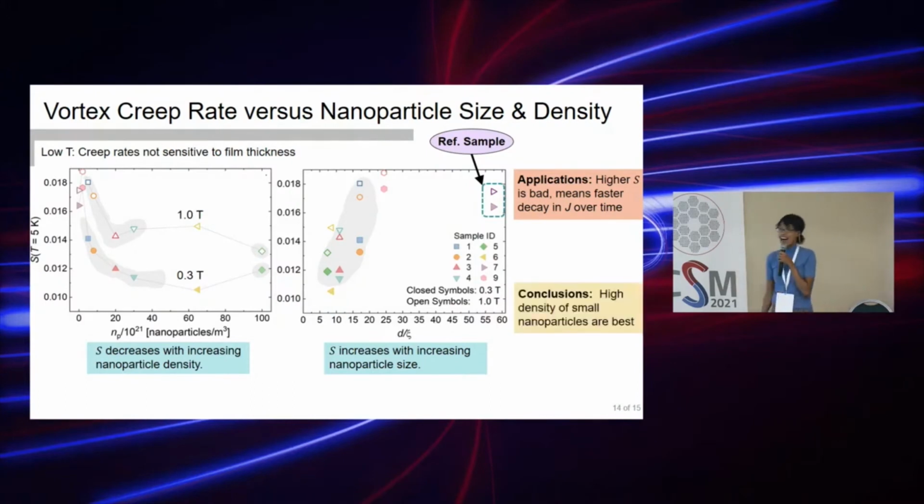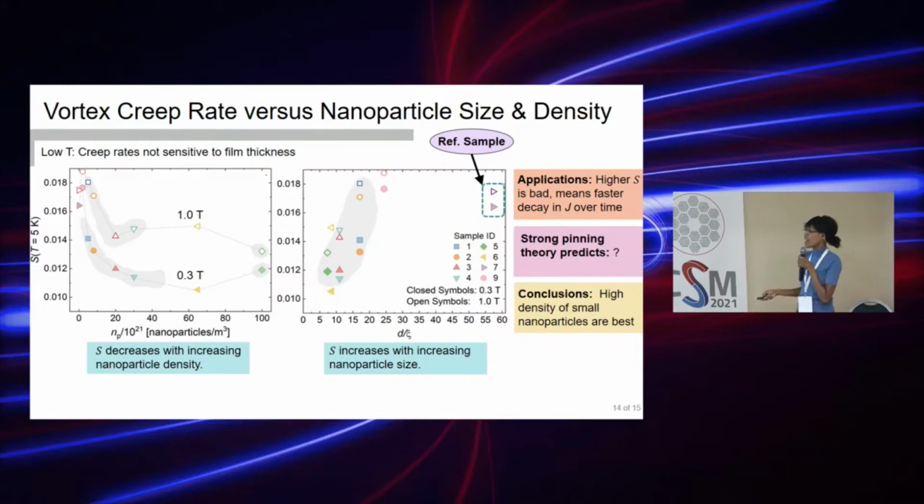So, high creep is bad for applications. We want slow creep, so yet again we see that a high density of small nanoparticles would be ideal for applications. And then, to my knowledge, we do not have direct comparisons that we can do to predictions from strong pinning theory.